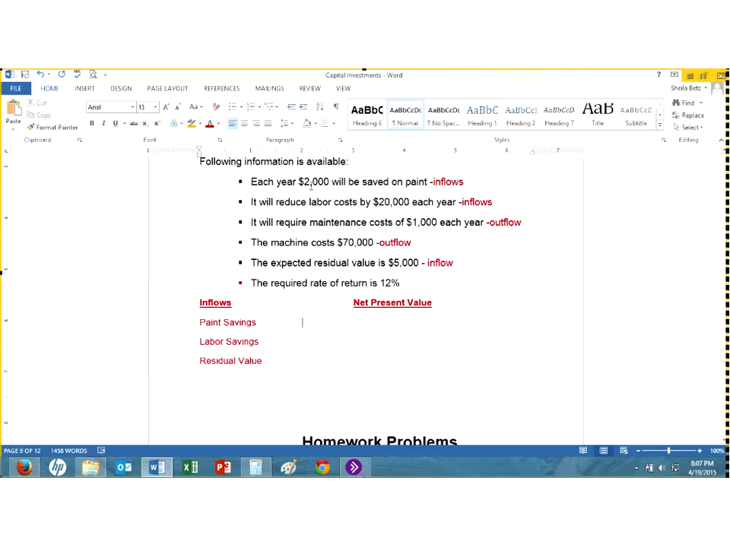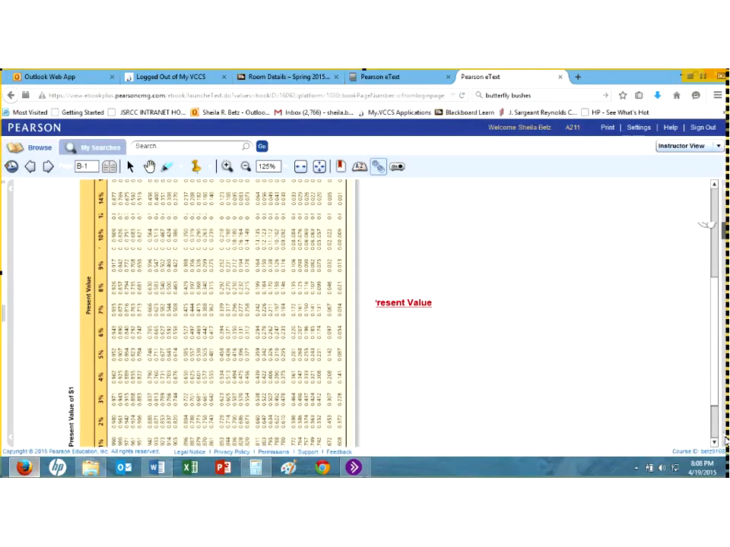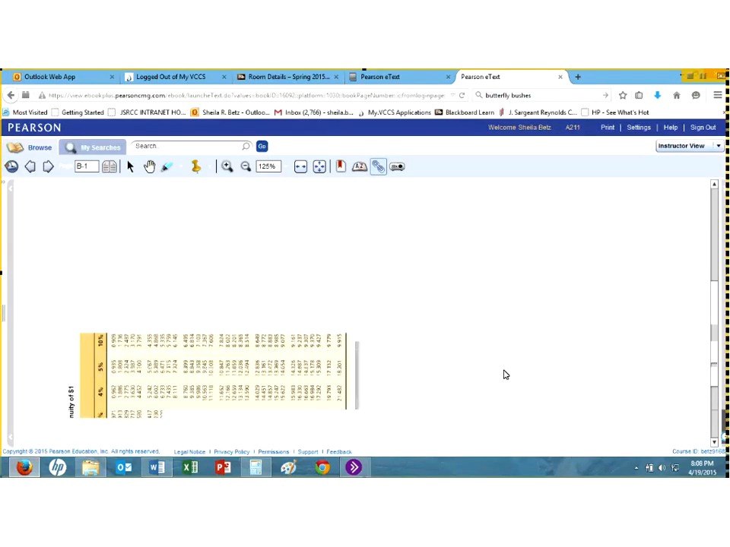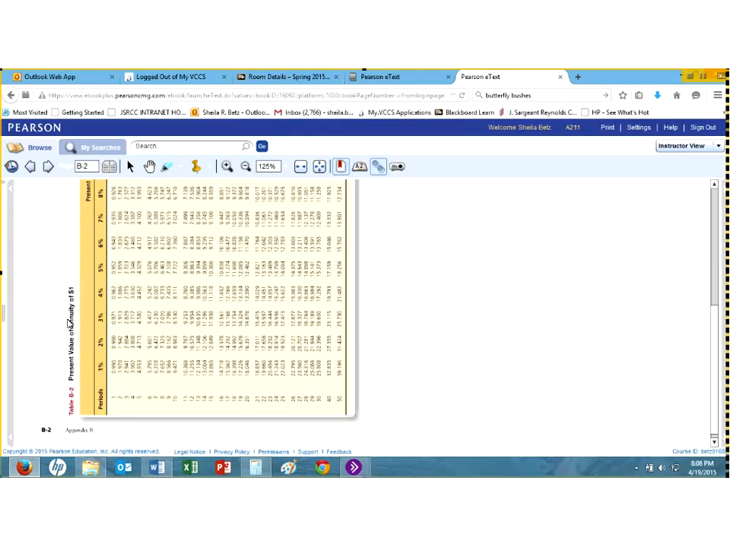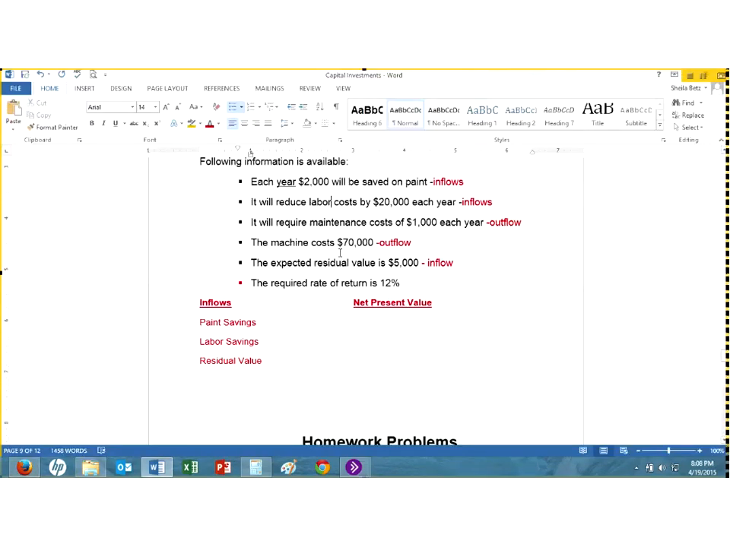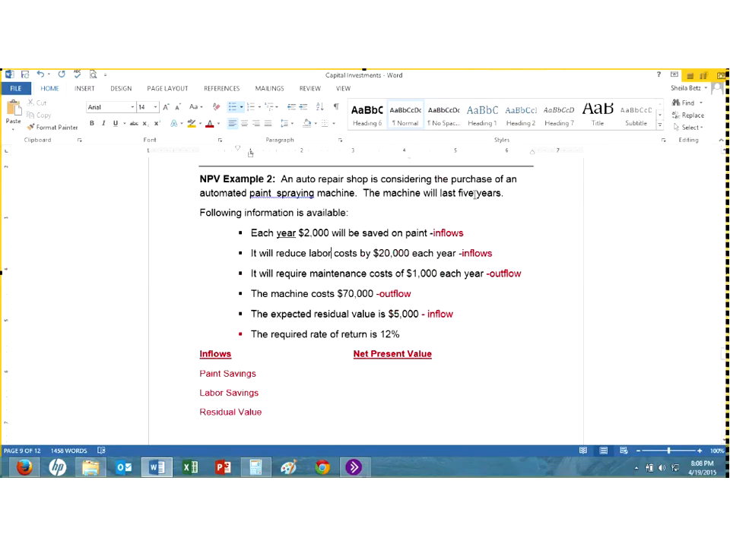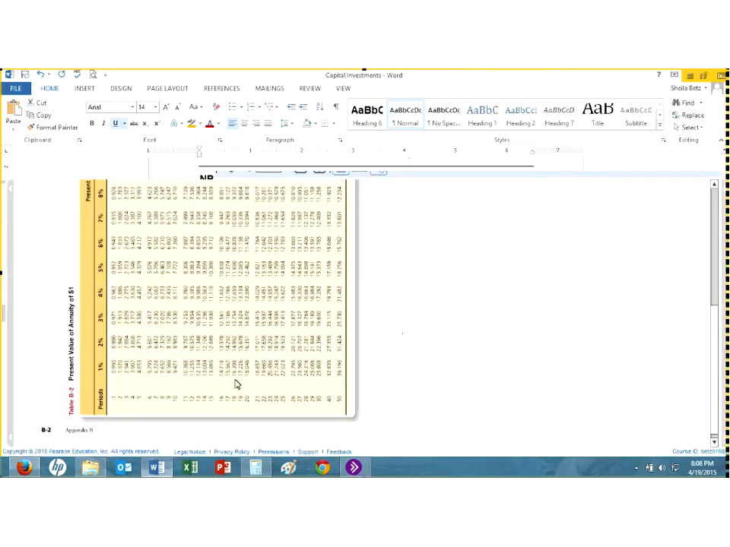For the paint savings, this is every year, each year. Therefore, because it's a savings every year, when we do this calculation, we will have to use table B-2. So let's go to the table. I need to go to the appendix B-2 table, where I'm looking at the present value of an annuity of $1. Remember, any dollar amount that happens over and over is an annuity. We are looking for a 5-year time period here and a required rate of return of 12%.